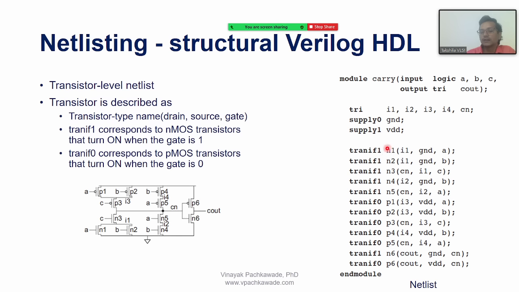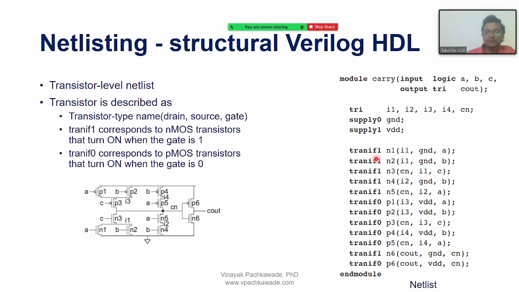The name of that is N1. It is indicated by N1, and its drain, source and gate are connected to the nodes I1, ground and A. See here, N1 is an NMOS transistor because it is N1. Its drain is connected to the node I1 right here. The source is connected to the ground and the gate is connected to A.